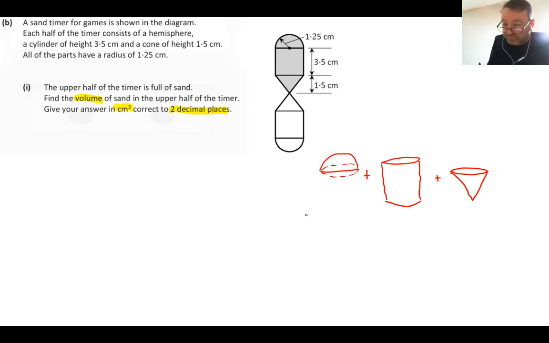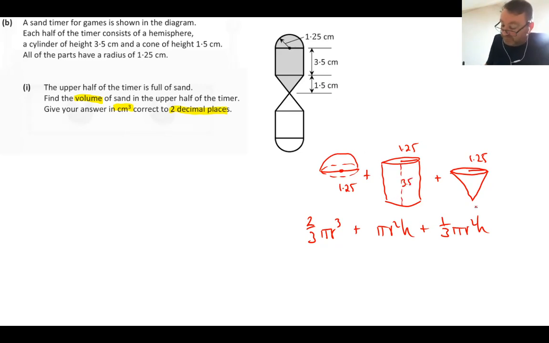This is a hemisphere, so it's going to be half of 4 over 3 pi r cubed, which is 2 over 3 pi r cubed, plus the volume of a cylinder, pi r squared h, plus a cone, a third pi r squared h. Now, the lovely thing here is that the radius is all the same. So it's 1.25 there, 1.25 there, and 1.25 there. The height of the cylinder, we're told, is 3.5. They're very generous. And then we're told also that the height of the cone is 1.5. So it's a very simple matter of filling these things in.